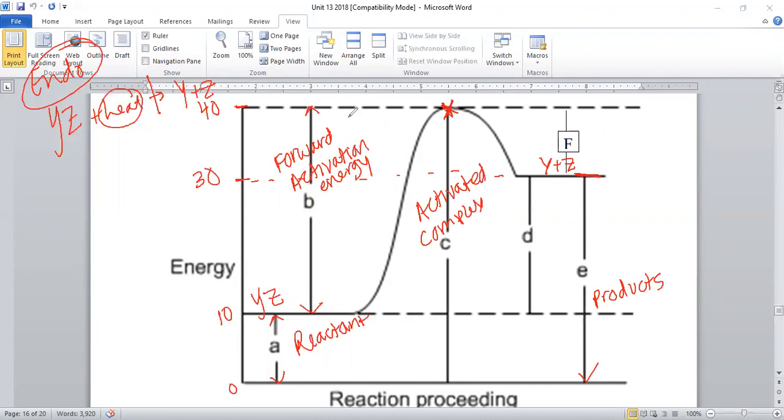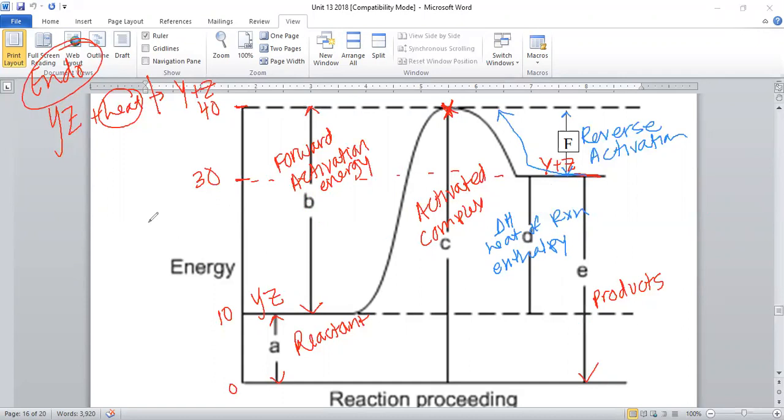Okay, so 2 more lines. We have letter F. So letter F is if we go the reverse reaction. So if we want to start here and go backwards. So this is potential energy of the reverse activation. This is reverse activation energy, the energy needed to start the reverse reaction. And then we have letter D here, which is your delta H, heat of reaction, or enthalpy.